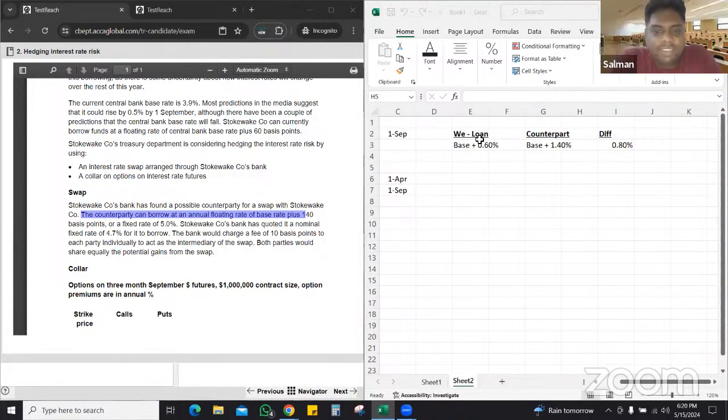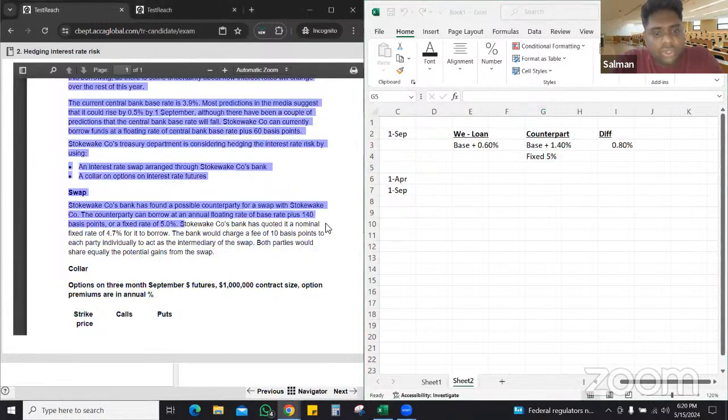All right. So where were we? The counterparty can borrow at an annual floating rate of base rate plus 140 basis points. So base rate is basically the actual spot rate of the market, or a fixed rate of 5%. Counterparty can either borrow with the floating rate or a fixed rate of 5%.